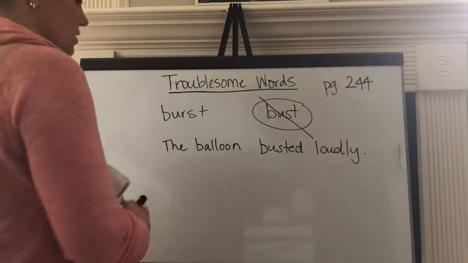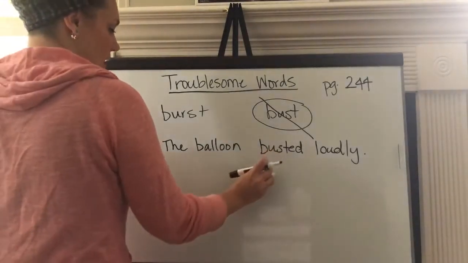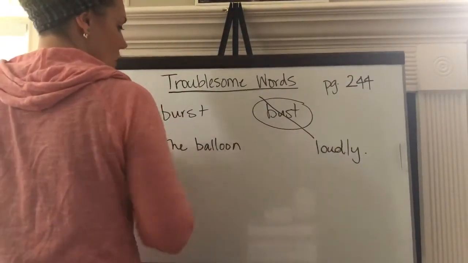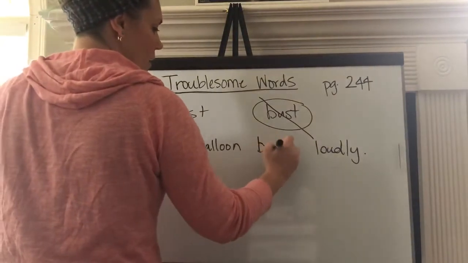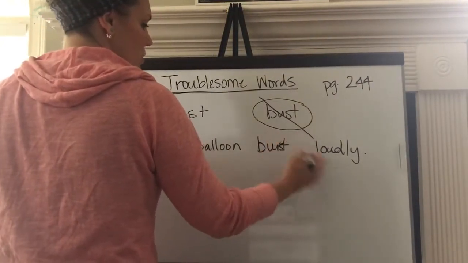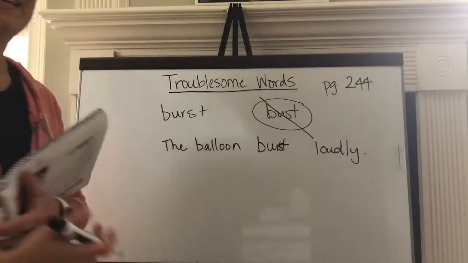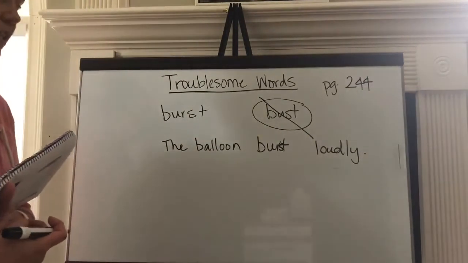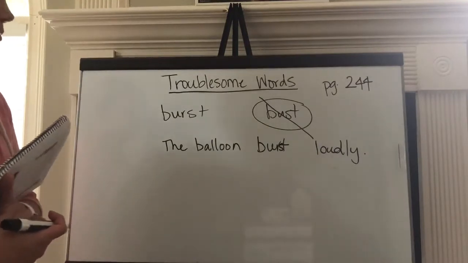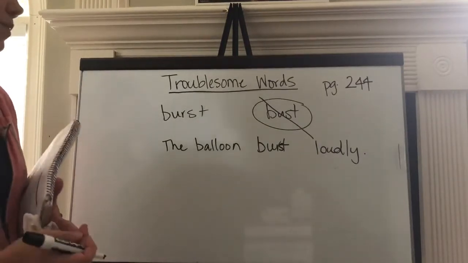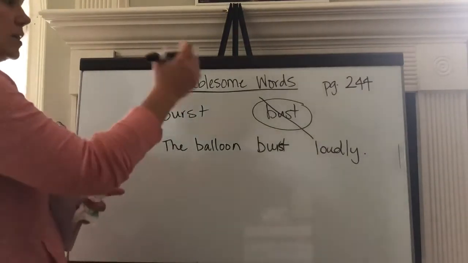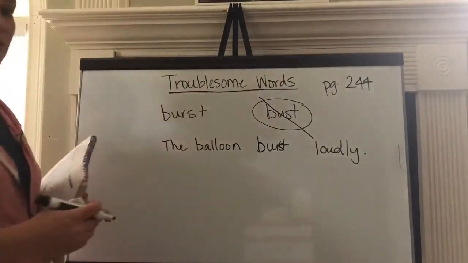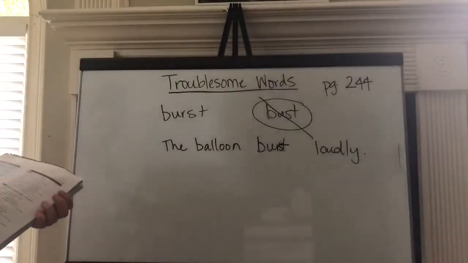We would actually say, instead of busted, we would take it out and say the balloon burst loudly. And we do not put an ED on burst. Okay, it is an irregular verb. When conjugated, it doesn't need an ED. So the balloon burst loudly is how we would say this. So don't forget, we're not using bust, we use burst. Okay, next.